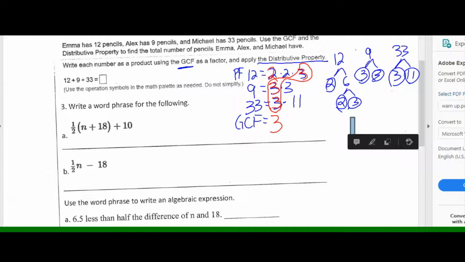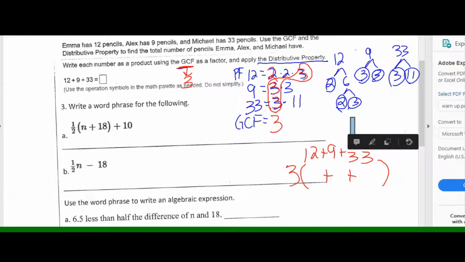So I'm going to rewrite 12 plus 9 plus 33 using the greatest common factor, which is 3, and the distributive property. So I'm going to factor out a 3. I'm going to make sure I keep my 2 signs the same, that's in the middle.